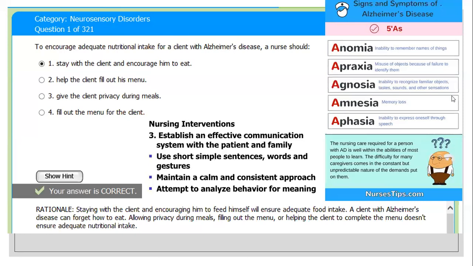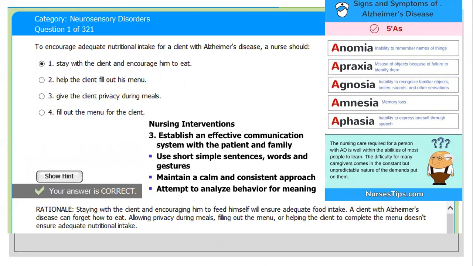Let me talk about a few more important topics about Alzheimer's for the NCLEX board. The signs and symptoms of Alzheimer's, an easy way to remember: 5 A's. A stands for anomia. Anomia means inability to remember the names of things.